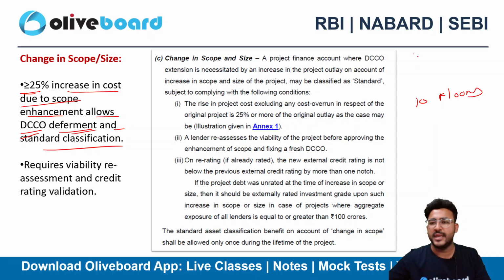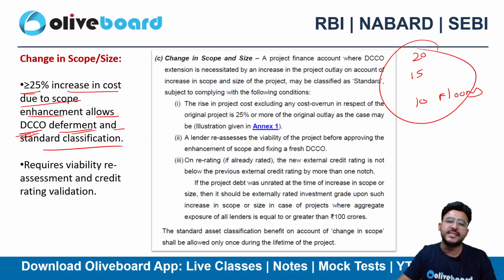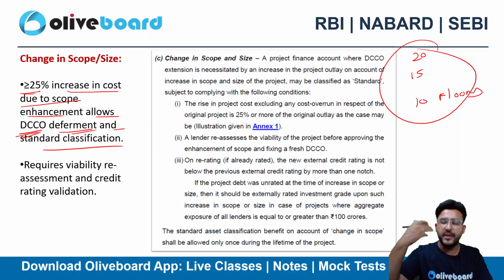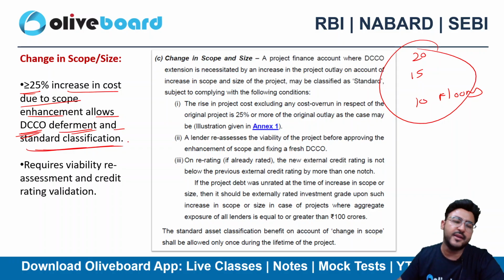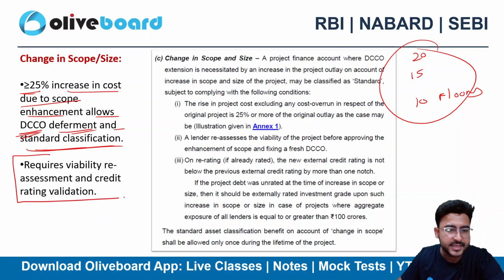Now you are constructing 20 floors, or let's suppose 15 floors. So obviously you need that DCCO deferment, date of commencement को defer करना पड़ेगा in that case. And you will be getting that standard classification benefit here as well, right? Requires viability reassessment and credit rating validation.